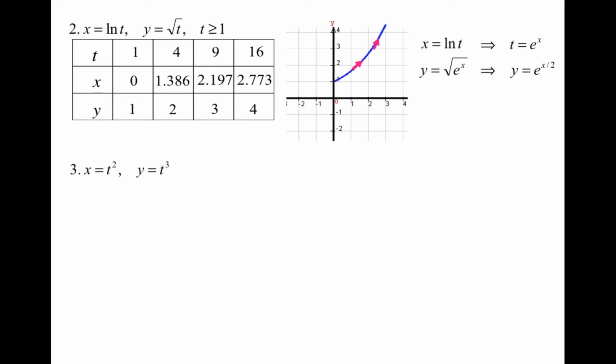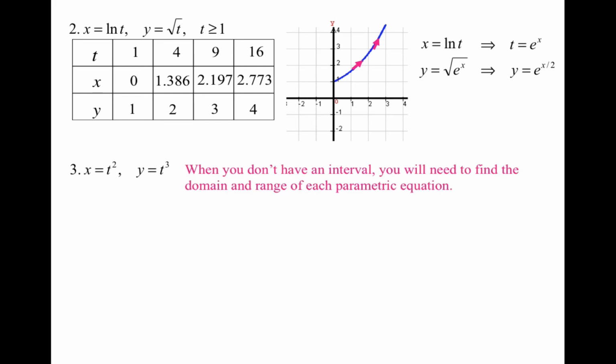All right, for our third one, we have x equals t squared and y equals t cubed. When you don't have an interval, you will need to find the domain and range of each parametric equation. So for t in both, we have t squared and t cubed, which are both polynomial functions, and both have a domain and a range of all real numbers. So that means in both, t is going to exist in all real numbers. Same with y. But x, in this case, is greater than or equal to 0 because in t squared, you have a parabola where the graph starts at 0 and goes up.